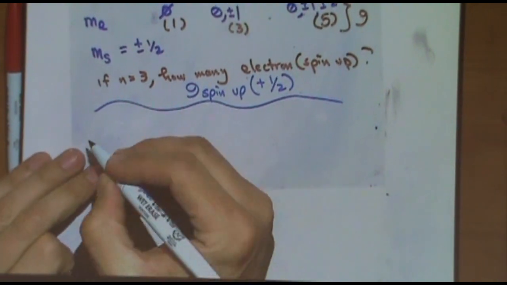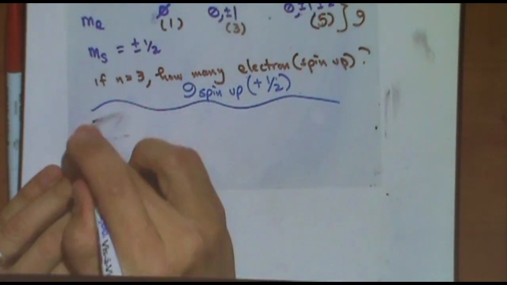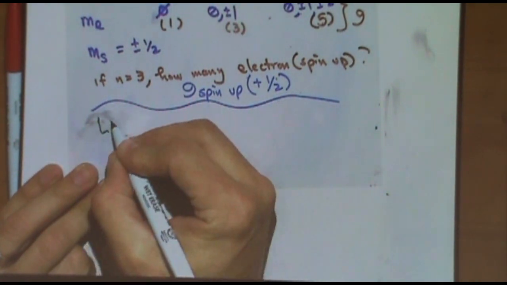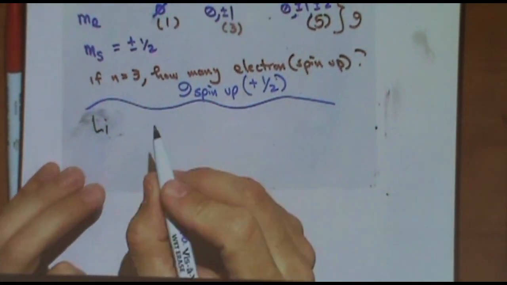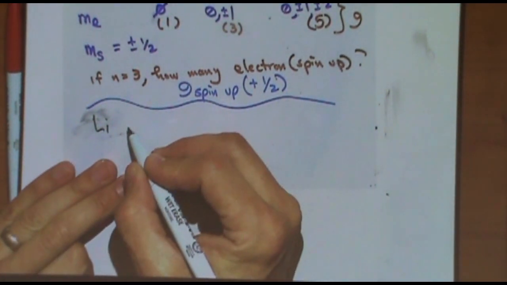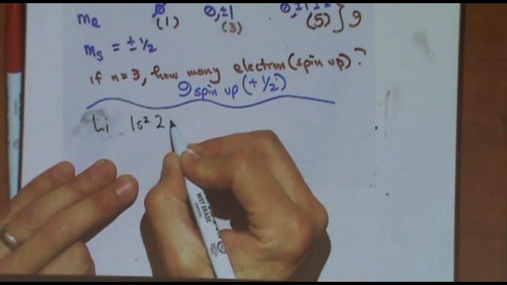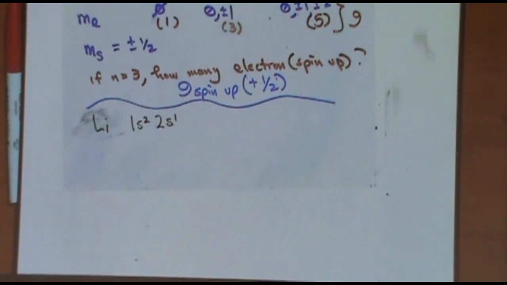Let's say you have helium. No, let's make it a little harder. Let's do lithium. Oh, this is going to be combined with electron configuration. The electron configuration of lithium is 1s2, 2s1. Right?